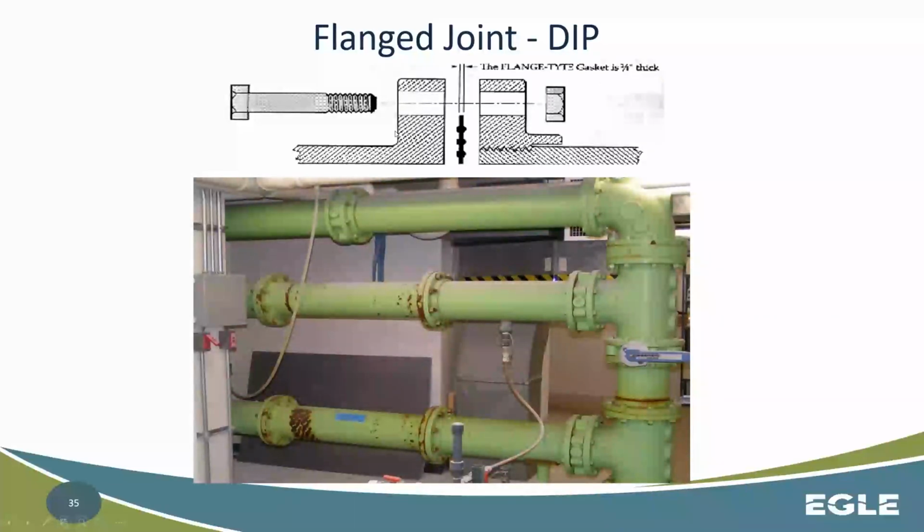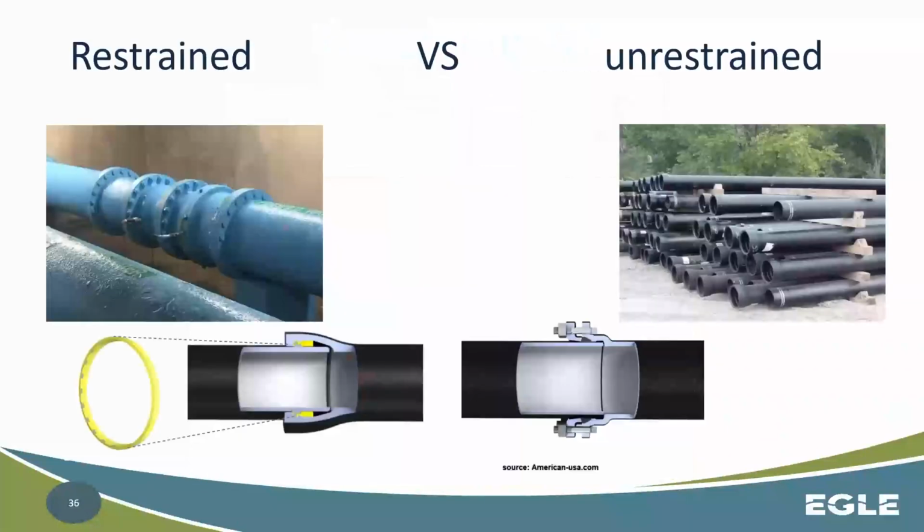Just as is shown here, bolt, nut going through the two ends of the piping, and then you have this gasket here that keeps the water inside the pipe. Okay. Notice they are fairly rigid pipe joints there.